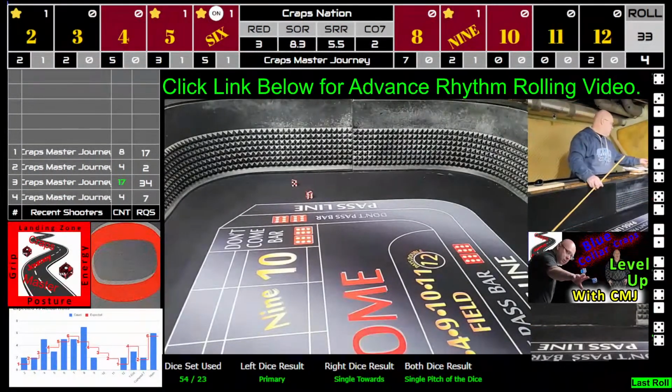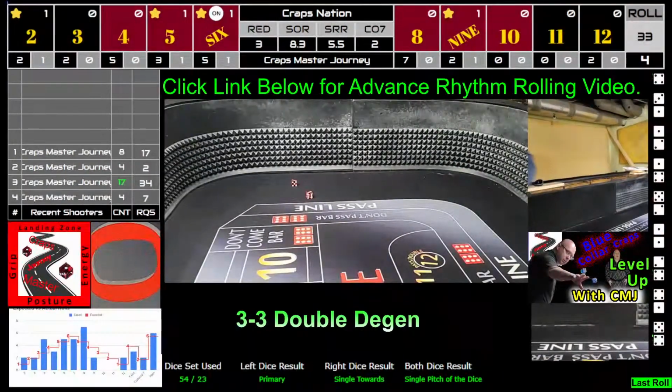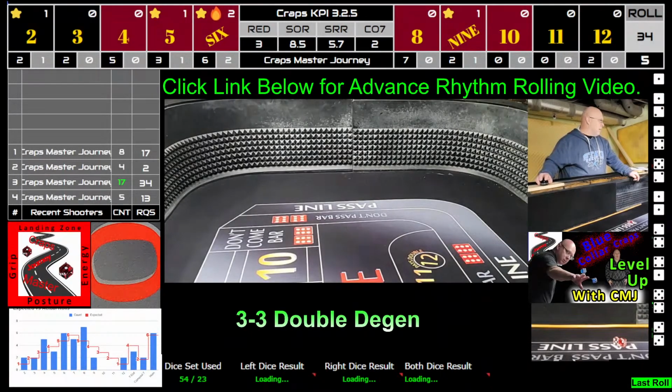Three hard, 6 double Degen. And that's going to be a winner 6, so that puck will turn off. 5, 4, 2, 3, and 3, 3, 6. Double pitch of the dice. Joe Para.